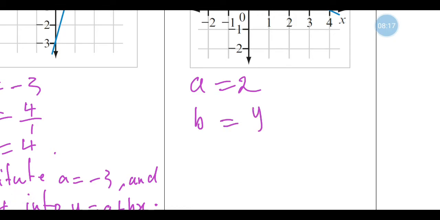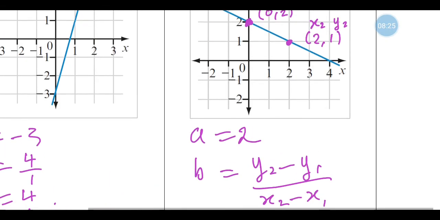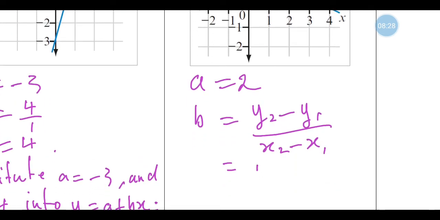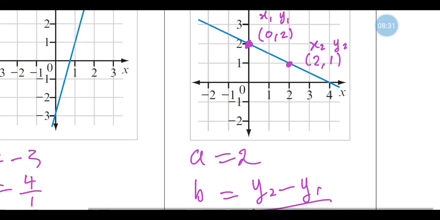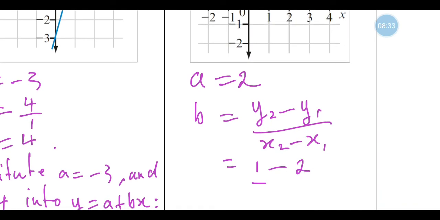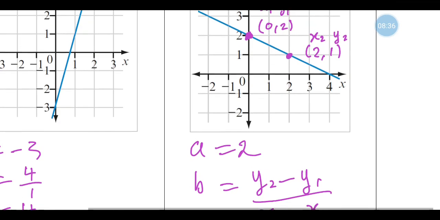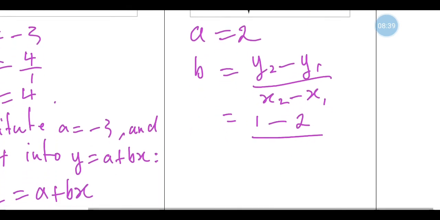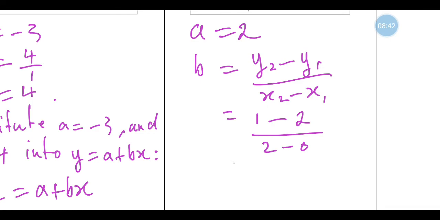b equals y2 minus y1 over x2 minus x1, which equals, all right, so y2 is 1, so 1 minus y1, which is 2, over x2 minus x1. Well, that's 2 minus 0. If I simplify this, I get 1 minus 2, which is -1, and 2 minus 0 is 2, so -1/2. So that's steps 1 and 2.